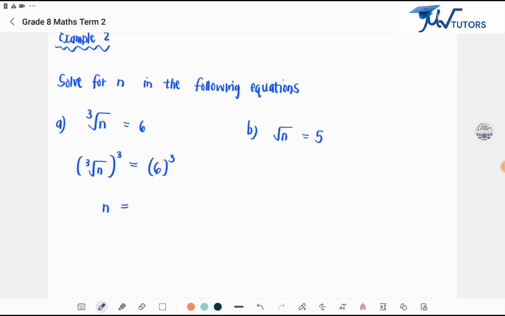216. Okay, that is the value of n. Now we have the square root of n is equal to 5. What is the inverse of a square root? It is actually squaring. So now I'm going to square; what I do on the left, I have to do on the right. The square root and the square cancel each other out, and then we're left with n, and 5 squared is simply 25. Okay, so that is that.